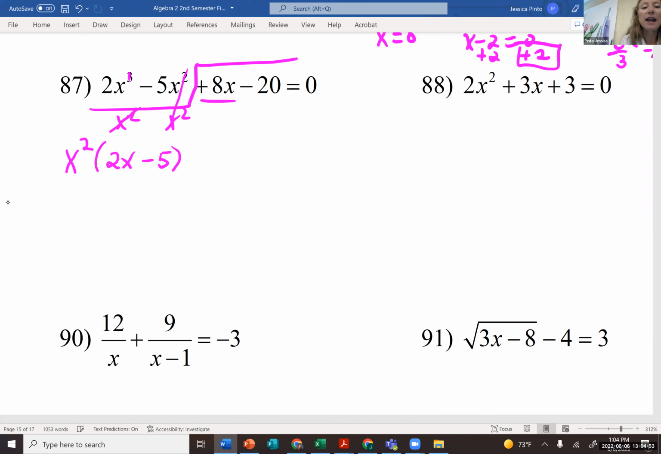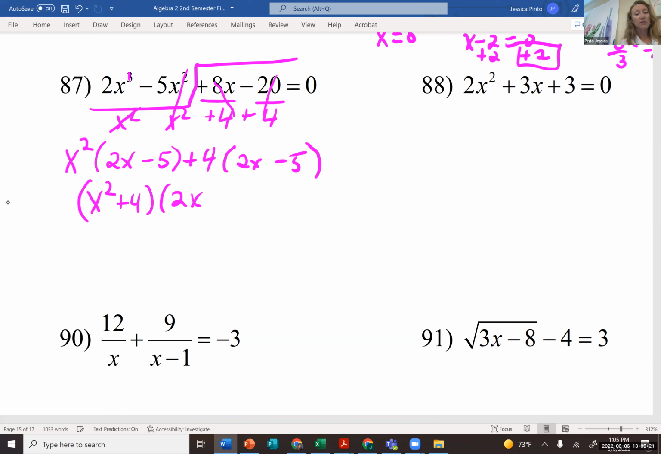Then looking over here at 8 and 20, I'm going to be able to divide both of those by 4. That's a positive 4, which helps me to exaggerate which sign it is. So I'm going to put plus 4, and then that would be 2x minus 5. Excellent. My binomials match. So now I'm going to write these together as x squared plus 4, and then 2x minus 5, back to being equal to 0.